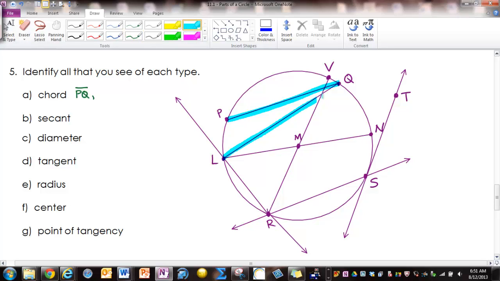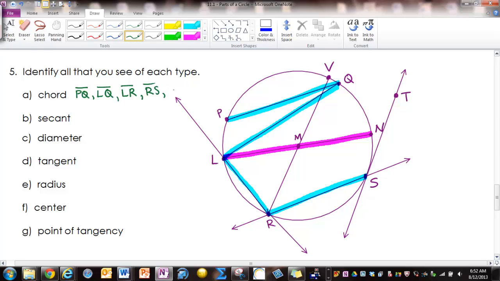Next, I have segment LQ. Segment LR. Segment RS. Now, we also have 2 more chords, and these are the ones that people sometimes miss. The first one is segment LN. People sometimes miss this one because they think it's only a diameter, but we want to list the diameters also in the list of chords.